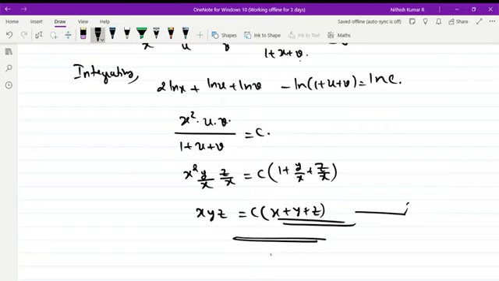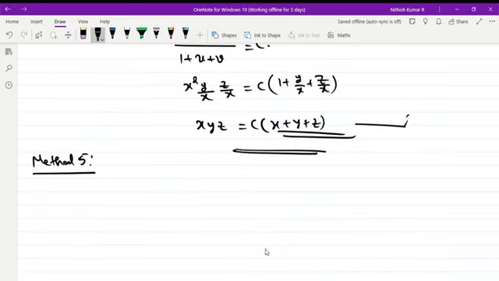So now let's move forward and see the next method, method 5. We have seen 4 methods. This method is known as Natan's method.